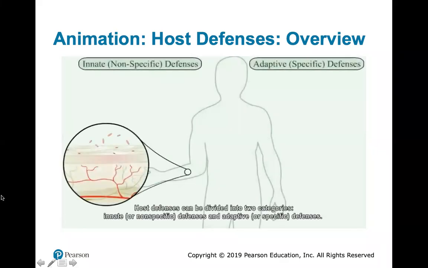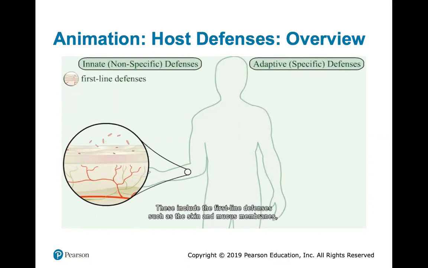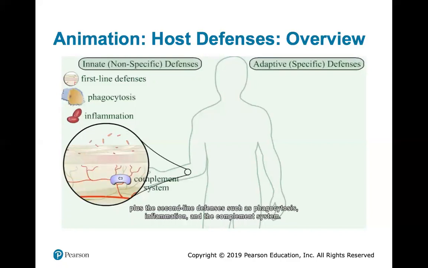Host defenses can be divided into two categories: innate or non-specific defenses and adaptive or specific defenses. These defenses act together to protect the host against infection. The human body has many innate or non-specific defenses to prevent disease. These include the first line defenses such as the skin and mucous membranes, plus the second line defenses such as phagocytosis, inflammation, and the complement system.